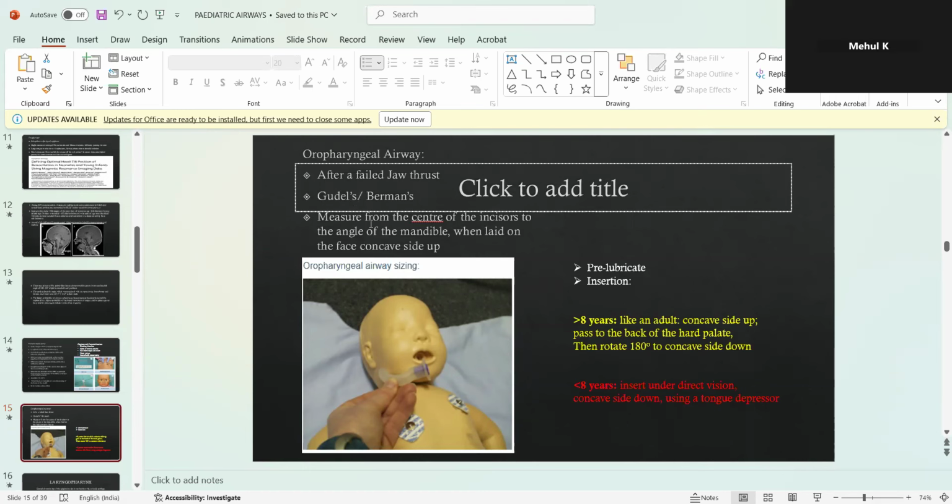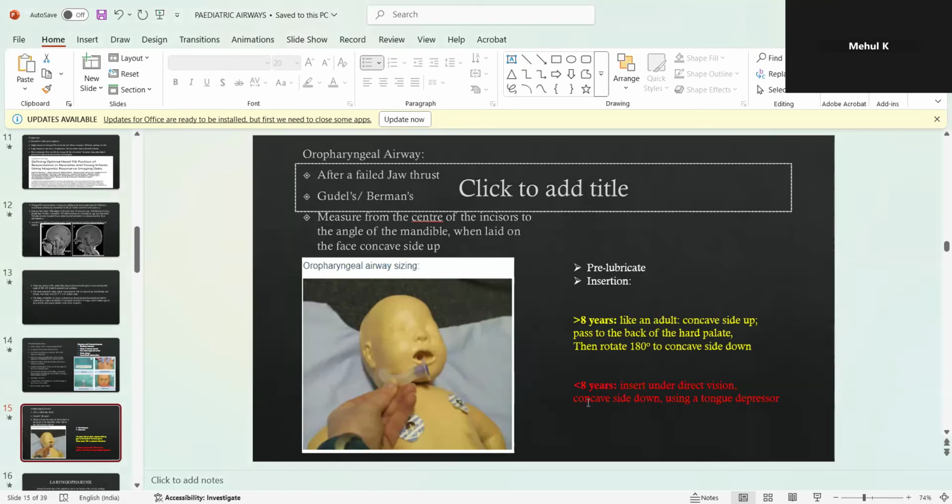Traditionally, it was taught that the right size of an oropharyngeal airway is from the angle of mouth to angle of mandible. But recent studies found that an oropharyngeal airway measured this way always falls short and doesn't actually relieve obstruction optimally. So the current recommendation is to measure the oropharyngeal airway from central incisors to the angle of the mandible when laid on the face with the concave side up.